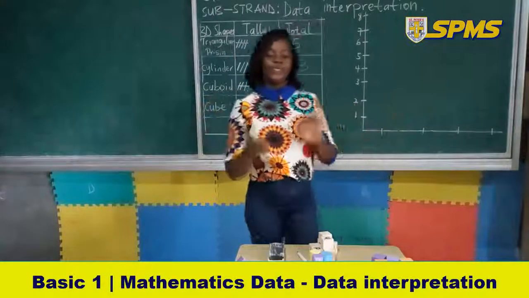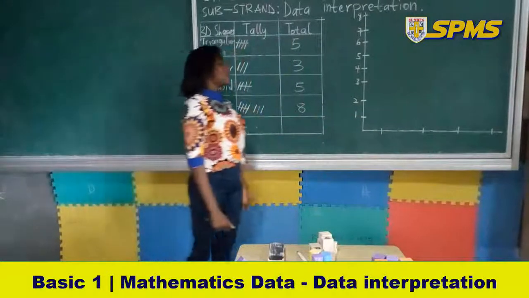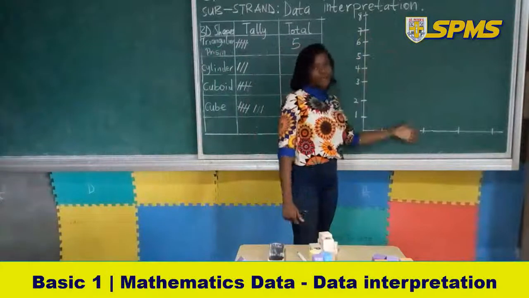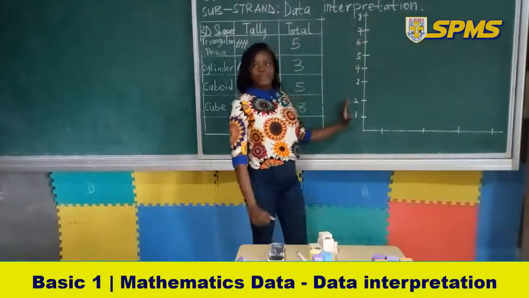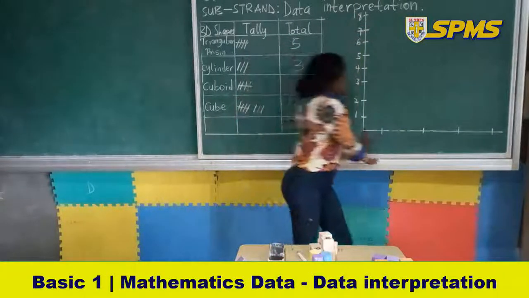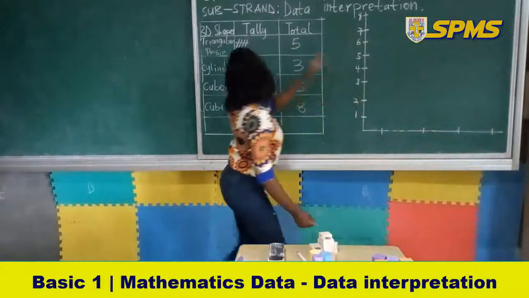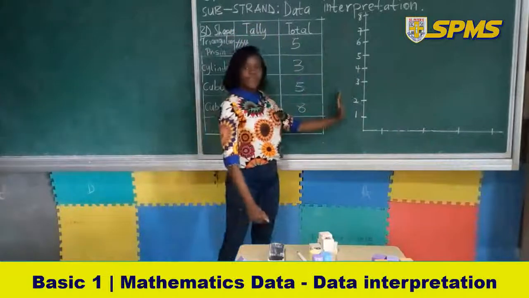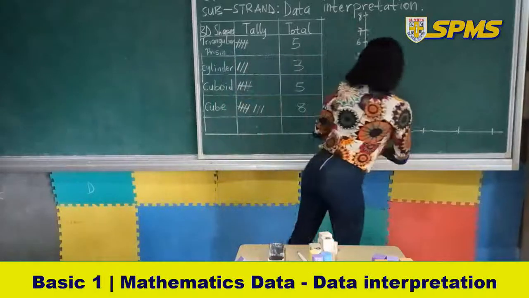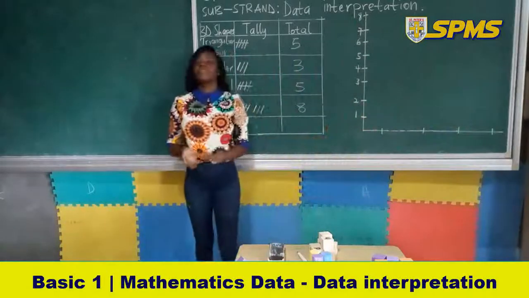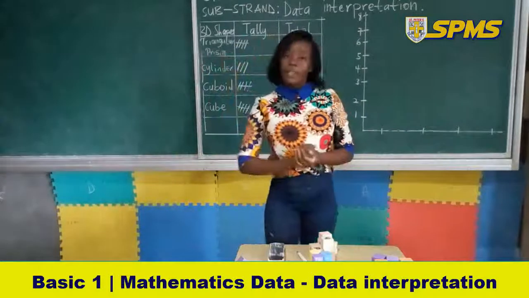Now we are going to represent the data we collected on 3D shapes on our picture graph. Before that, you know that this side is called what? This is vertical and this side is horizontal. We are going to write the number of 3D shapes here on our vertical line. Then we come to the horizontal line. We write the names of the 3D shapes we collected.